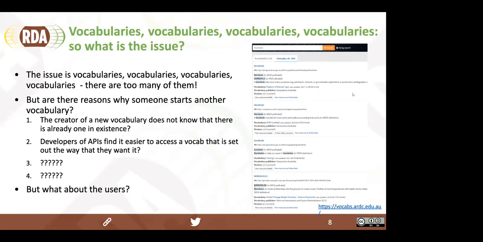At ARDC, we run this vocab service. I've got a link on the right, and you type in the word borehole, and that concept is there in 12 different vocabularies. If I type in rock type, I think I end up with 30. What we do with this vocabulary server is we allow anyone to come along and put their vocabulary in it. When we started doing this about 10 years ago, there weren't all that many people developing vocabularies because it was a pretty hard thing to do. Now we find that more and more people are doing this. So you've got to ask, why is this a problem, and what can or is being done about it?